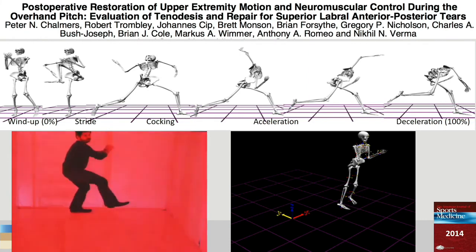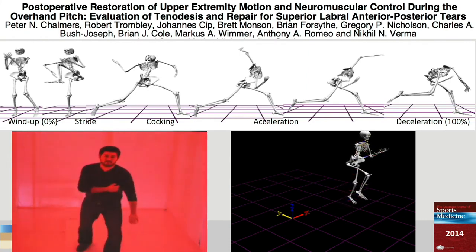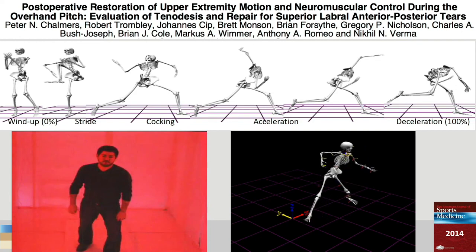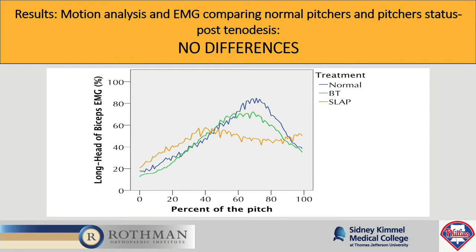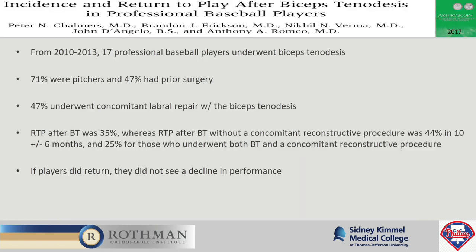When you look at some of the EMG studies that have been done, this study looked at comparing normal pitchers to pitchers who had a biceps tenodesis and pitchers who had a SLAP repair. And if you look at the EMG data here, it'll tell you that actually the biceps tenodesis functioned closer to the normal shoulder than the SLAP repair did, suggesting that maybe the intra-articular portion of the biceps doesn't have a huge role in the overhead athlete. These players were put through motion analysis and video analysis, and they looked at the EMG activation of the biceps during the pitch. So the EMG data here would suggest that the biceps may not have a significant role.